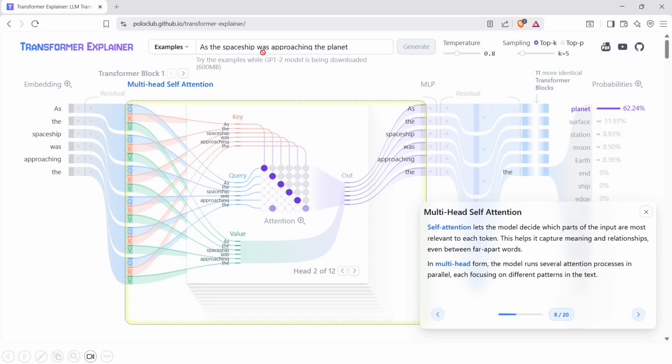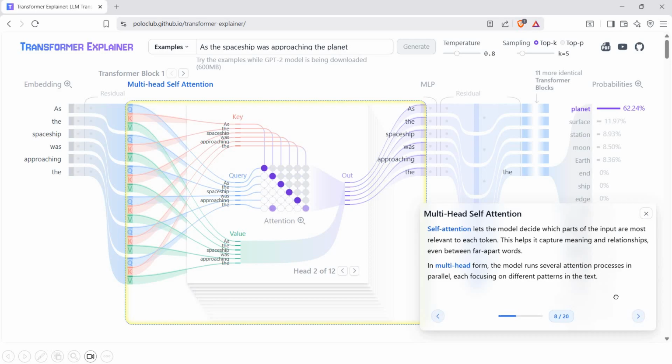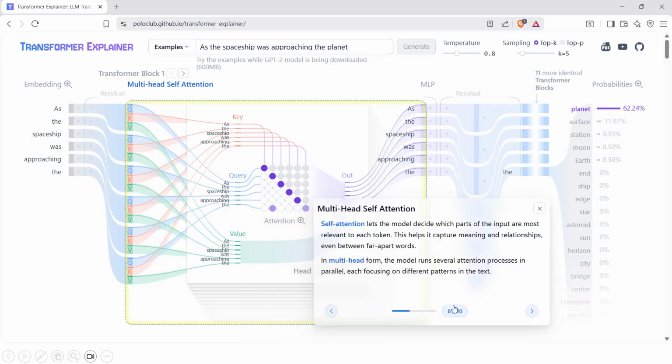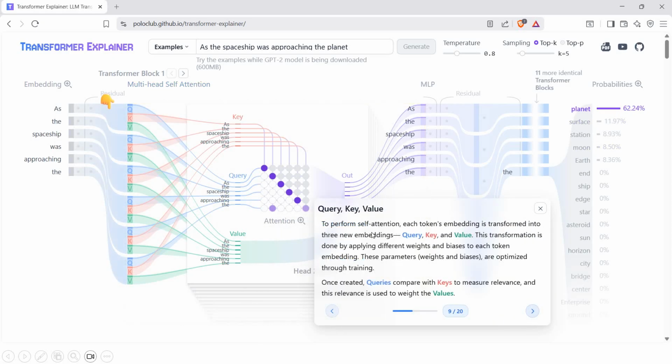So for our given input, as the spaceship was approaching the planet, right? Planet, surface, station, these are the next possible words which we could see here. Yeah. And the probability of having planet is more. So that's why it is given as the output here. So query, key, value, this is again query, key, value which is here, right?